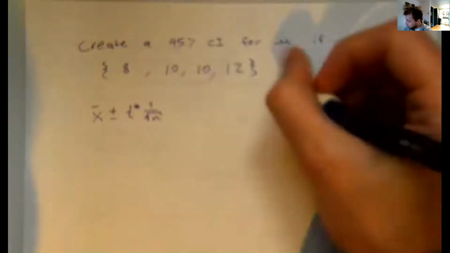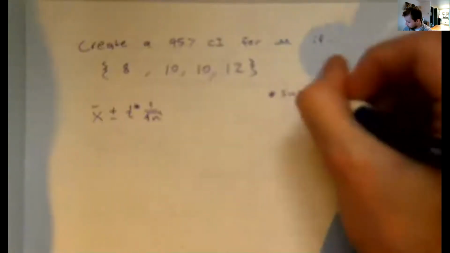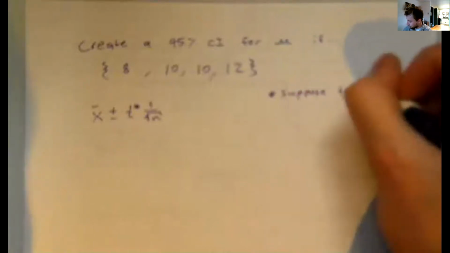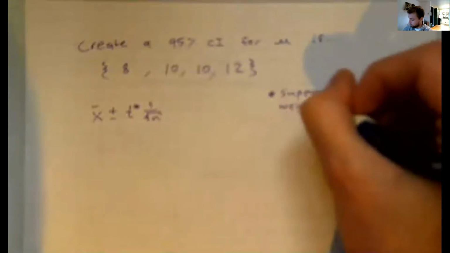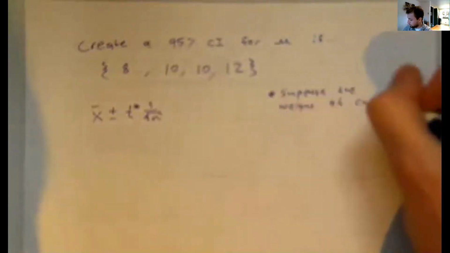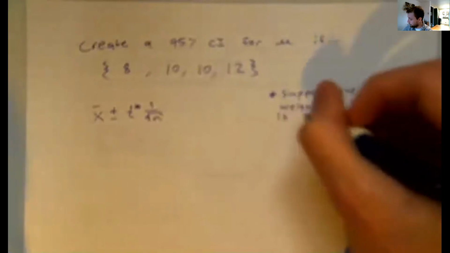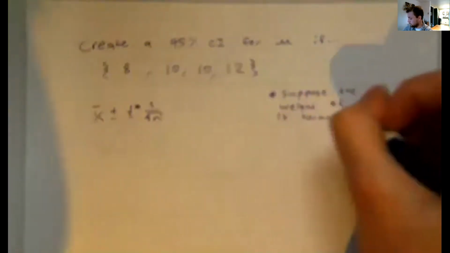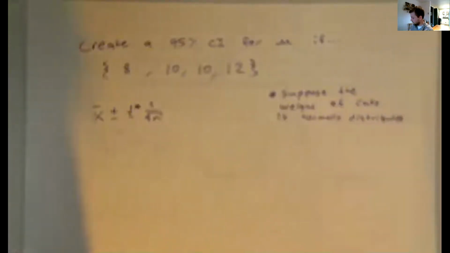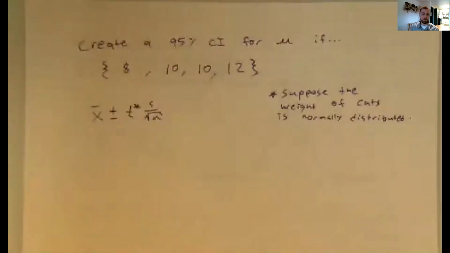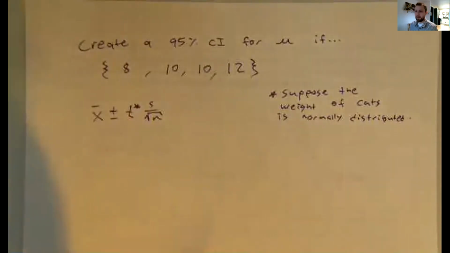So let's make a note here. Suppose the weight of cats is normally distributed. And I want you to try to figure out why that last part is important. Why would it be important to have the weights of cats be normally distributed? So pause the video there. This is the one assumption that I think needed to have this extra piece of information in order to be okay.